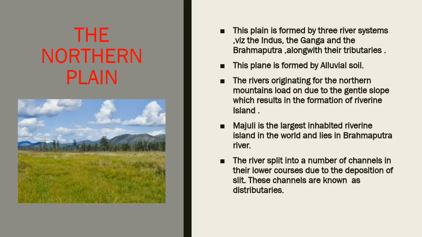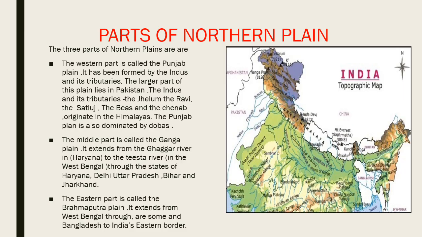Then come to our next topic, that is the parts of the northern plain. There are three parts of the northern plains. The western part is called the Punjab plain. It has been formed by the Indus and its many tributaries. The larger part of the plain lies in Pakistan. The Indus and its tributaries, the Jhelum, the Ravi, the Satluj, the Beas and the Chenab, originate in the Himalayas. The Punjab plain is also dominated by Doabs. The meaning of Doab is two waters.